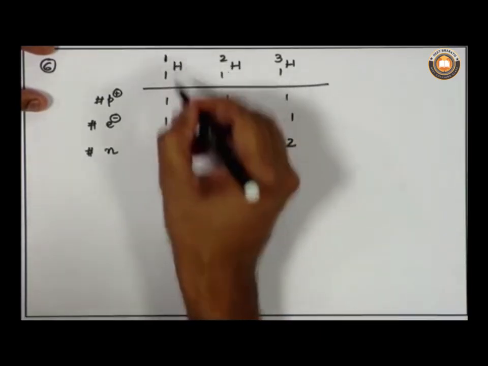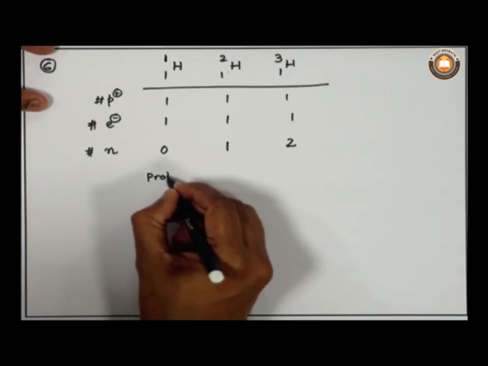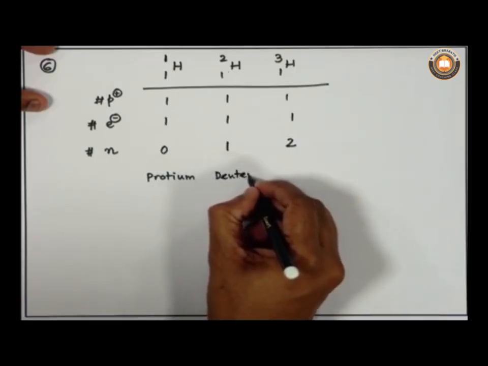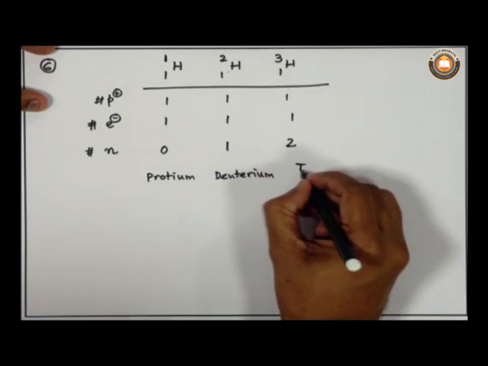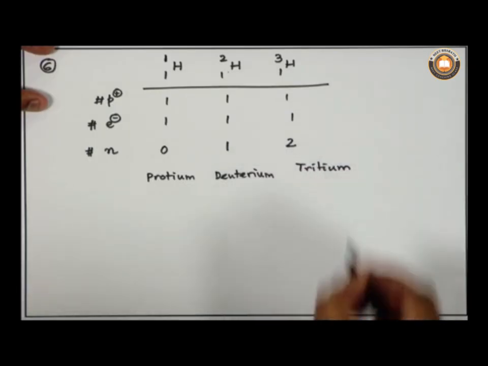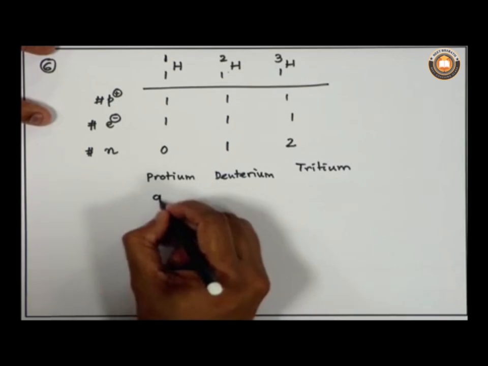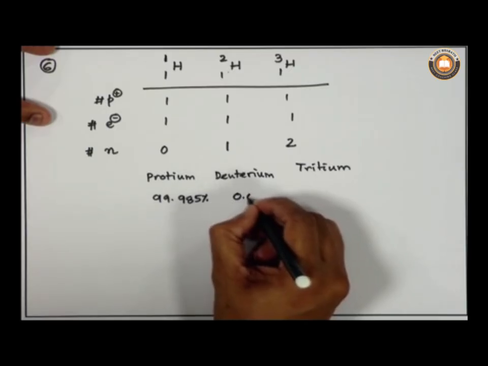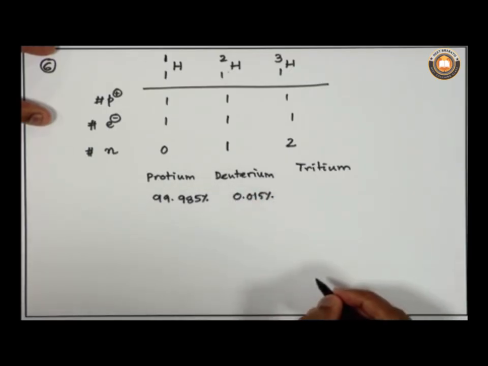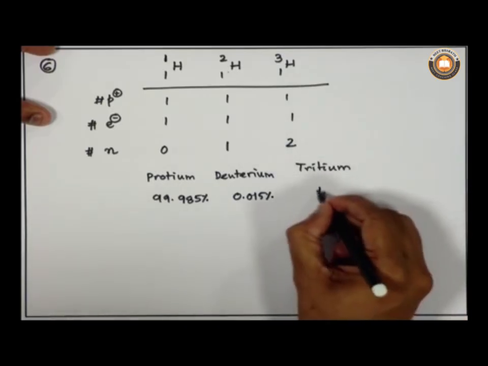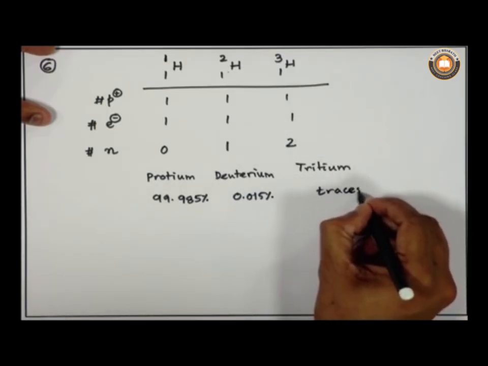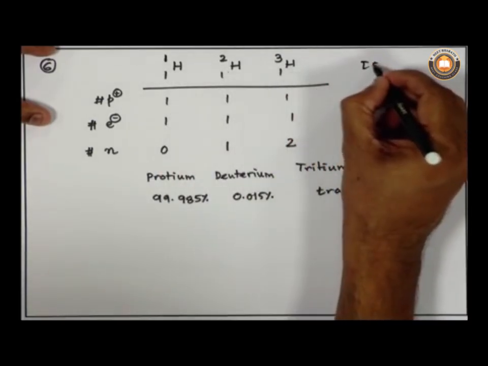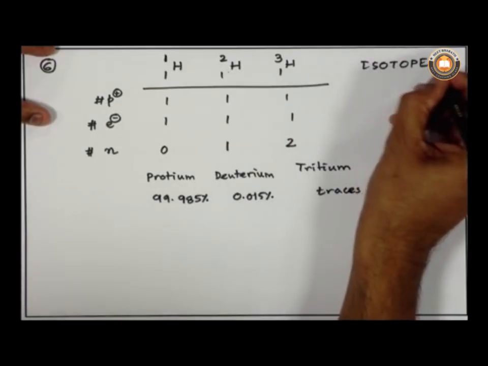Hydrogen 1 is called protium, hydrogen 2 is called deuterium, and hydrogen 3 is called tritium. As for their natural abundance, protium is 99.985%, deuterium is present in very small quantities, 0.015%, and you can see tritium is present in trace amounts. Right. So, these 3 are again isotopes. These are the isotopes of hydrogen.